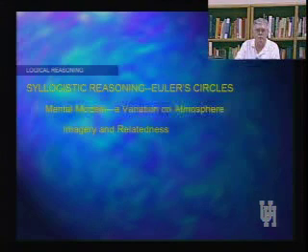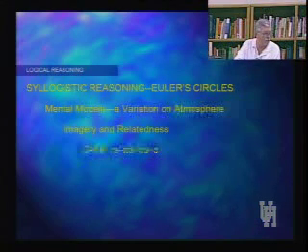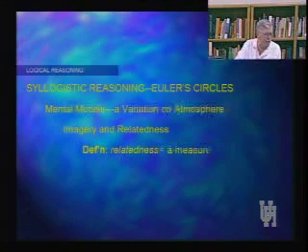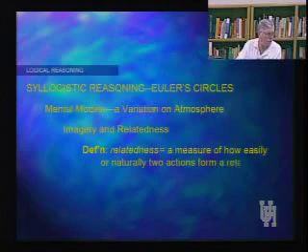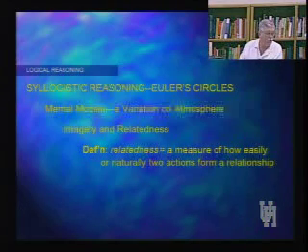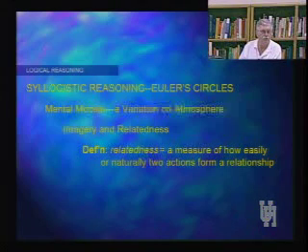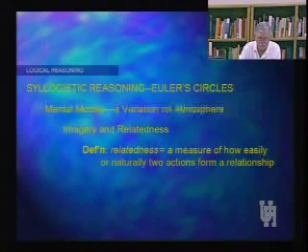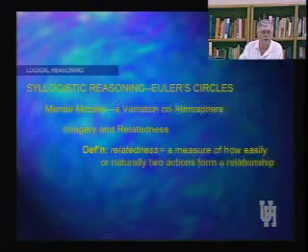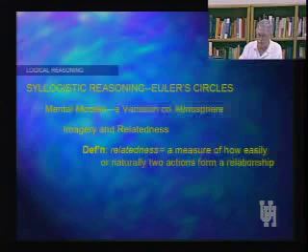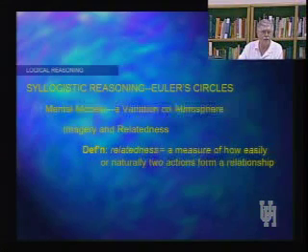And then we're also going to manipulate the relatedness of what is involved. I'm going to define relatedness essentially as a measure of how easily or naturally two actions form a relationship. You might insert logical relationship there, but form a relationship. Which leads then to some rather interesting assertions. So if relatedness deals with how easily or naturally one action leads to another or links to another, we start with the following kind of situation.